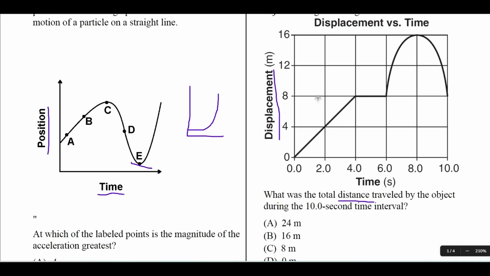In the first segment, 8 meters is covered. In the next segment, nothing is covered because it stays at that same location. During the next 2 seconds, we have another 8 meters covered. And then in the last 2 seconds, we have another 8 meters covered, this time going backwards. In displacement, these two eights would cancel out, giving us a displacement of 8. But because this is distance, we're just going to add all 4 of these terms together to get 24.